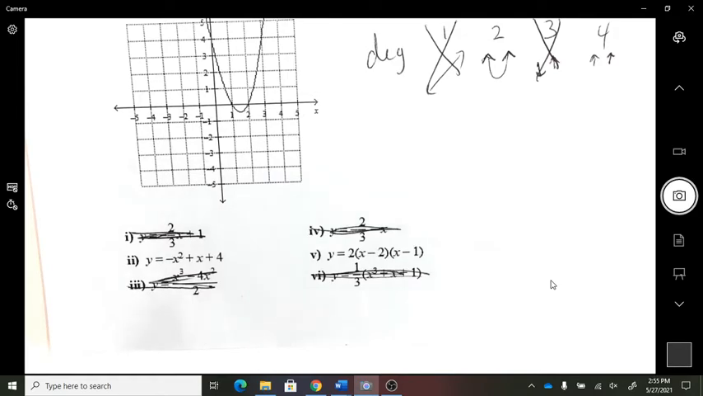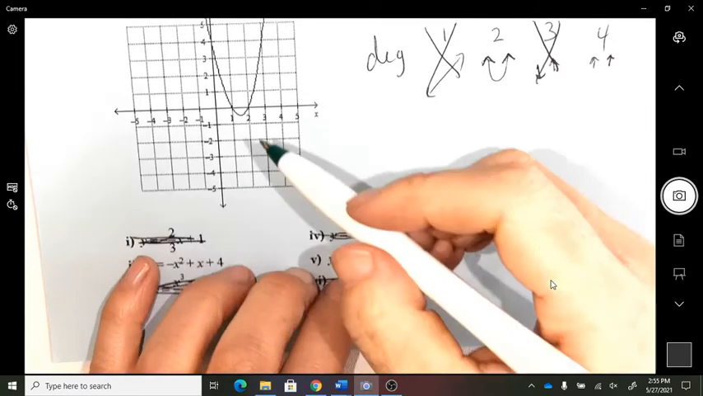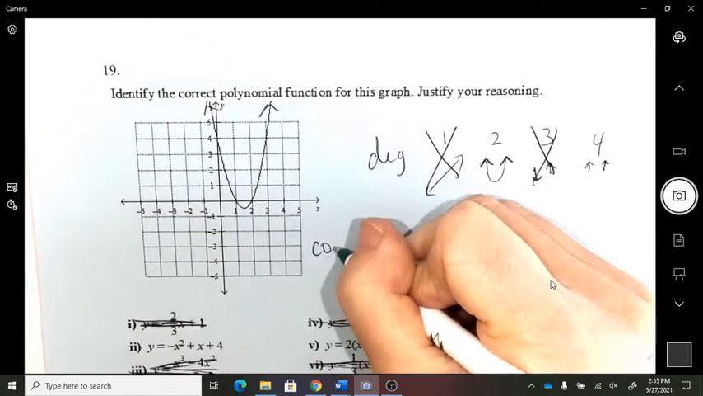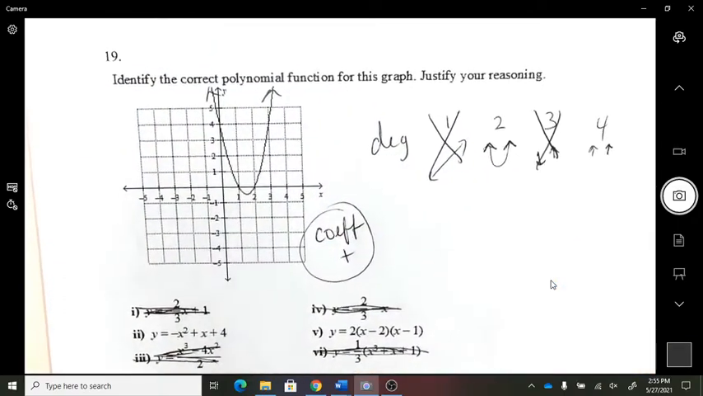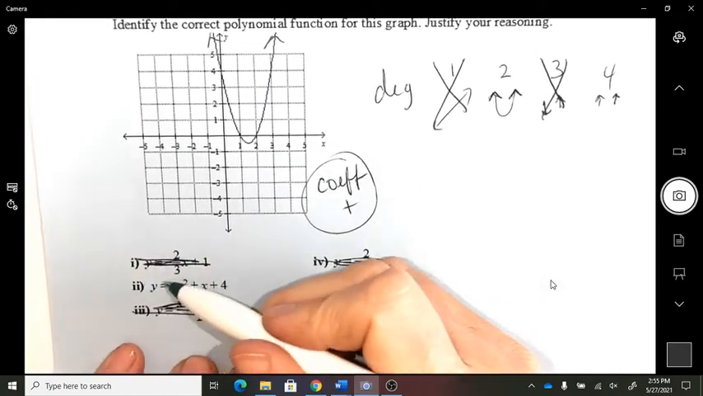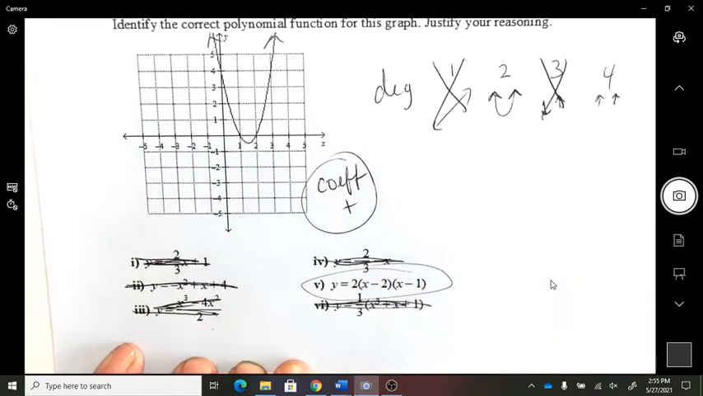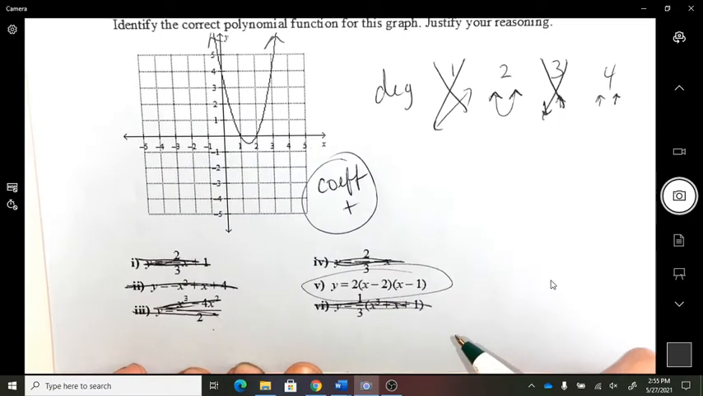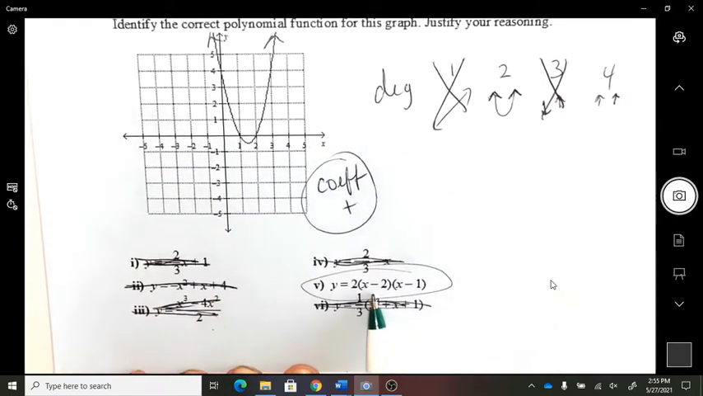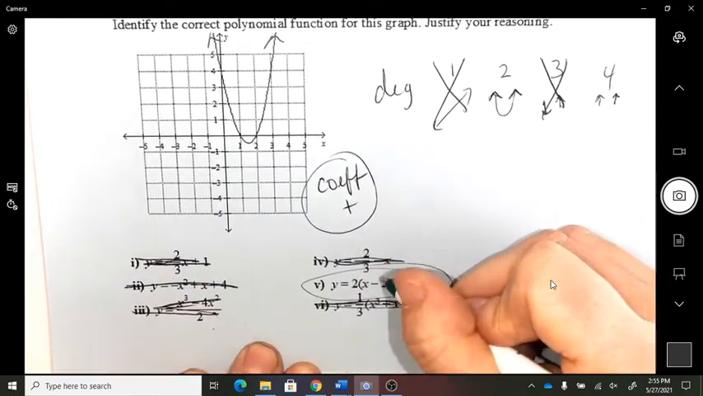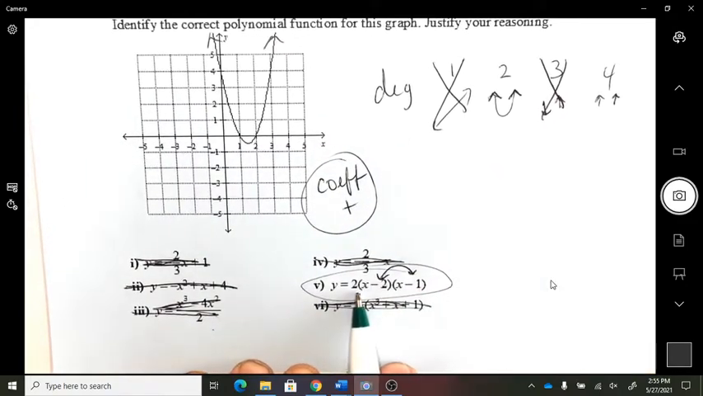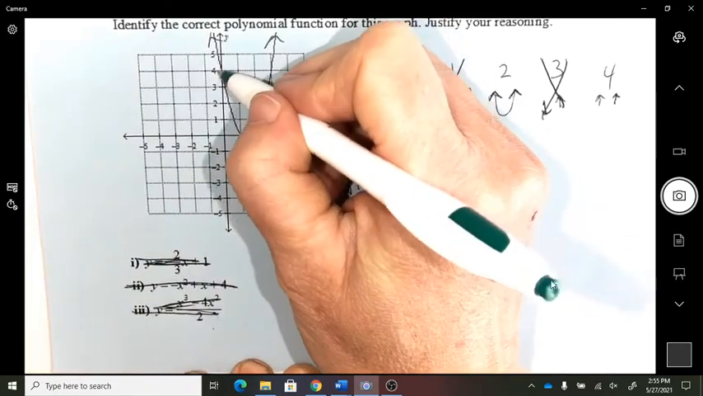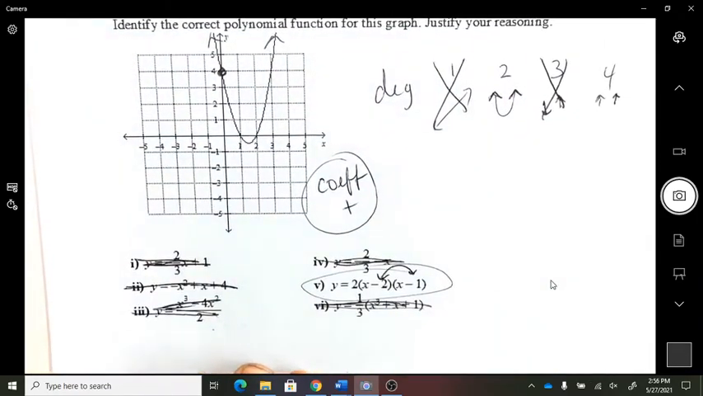And what do you know about the coefficient? So it's not those because of the degrees, and it's not this because of the negative, so it's that. And if you really wanted to know, if I FOILed, 2 times 2 makes a 4, which is the Y-intercept, but we had enough info with that.